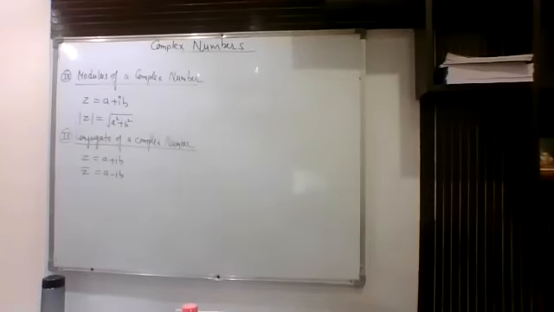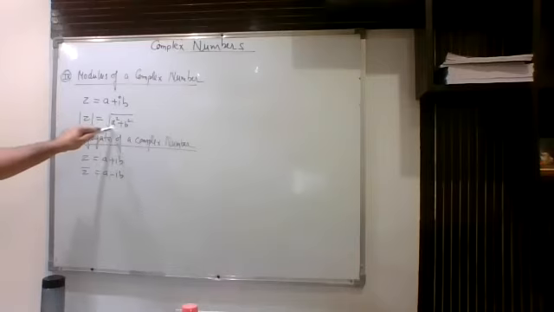Okay, so here we have two more definitions. One is modulus of a complex number. Suppose z is equal to a plus iota b is given. Then mod of z is defined as under the root of a square plus b square.